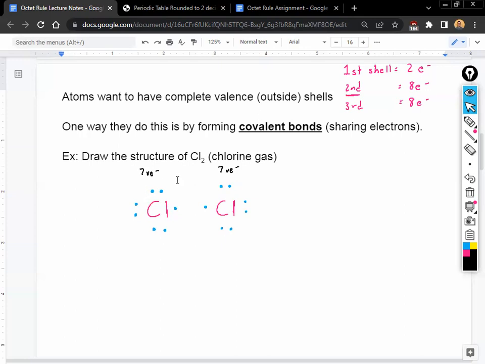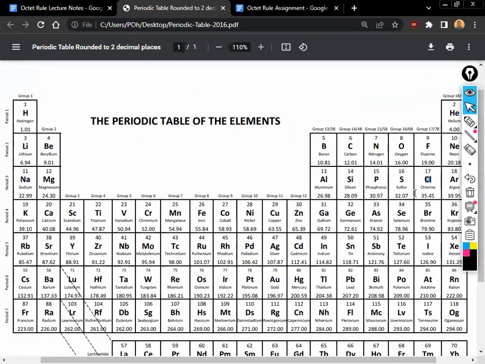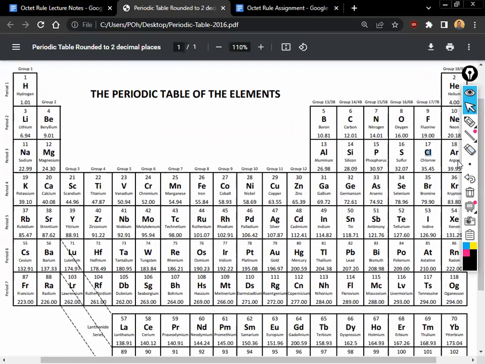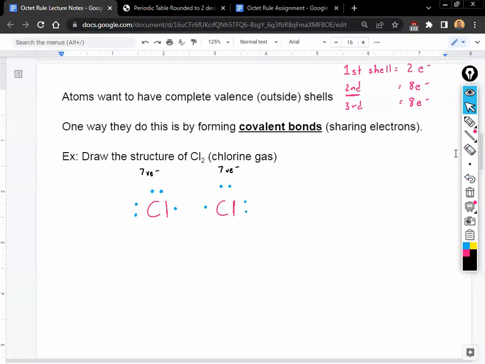Okay, now, if you take a look at chlorine, let's just look at one of them. One chlorine has 7 valence electrons, but how many electrons does it need to fill up that outside shell? Yeah, it needs 8, because if you take a look at the periodic table, chlorine is in the 3rd row. How many boxes are in the 3rd row? It's 8. So chlorine is going to want to have 8 electrons. So I'm going to jot that down. Both chlorines want 8 valence electrons. It has 7, but it wants 8, and the reason is because the third row has 8 boxes.